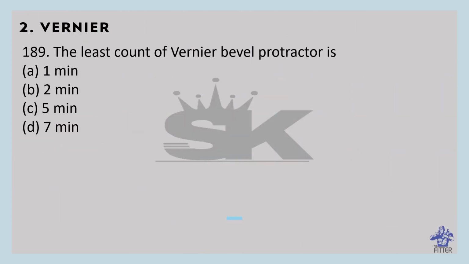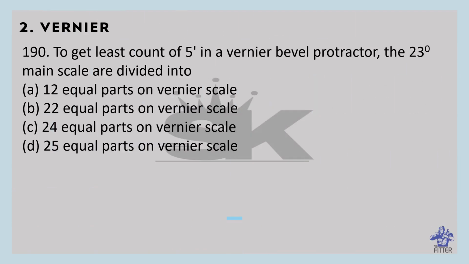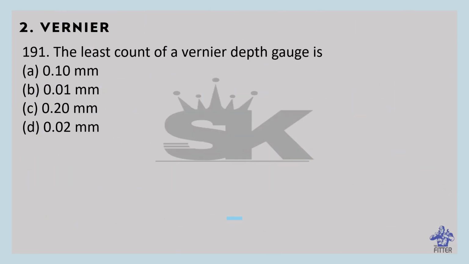The least count of vernier bevel protractor is. We discussed that previously. That is 5 minutes. To get least count of 5 minutes in vernier bevel protractor, the 23-degree main scale is divided into 12 equal parts on vernier scale. So option A. The least count of vernier depth gauge is. So that is 0.02 mm.